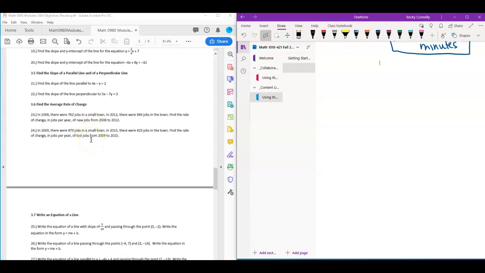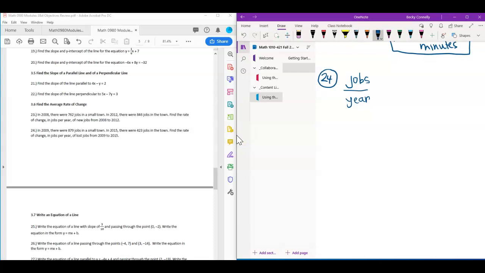All right, so let's look at 24. We could do either 23 or 24, but let's just do 24. And on this, they give you a couple of hints here that you need to pay attention to also. So in 2009, there were 879 jobs in a small town. Then in 2015, there were 423 jobs in that same town. Find the rate of change in jobs per year. Okay, I'm going to write that down here because this is important. You need to know whether you're putting the jobs on top or the years on top. We want jobs per year. Okay. And so we want to figure out exactly what that rate of change is.